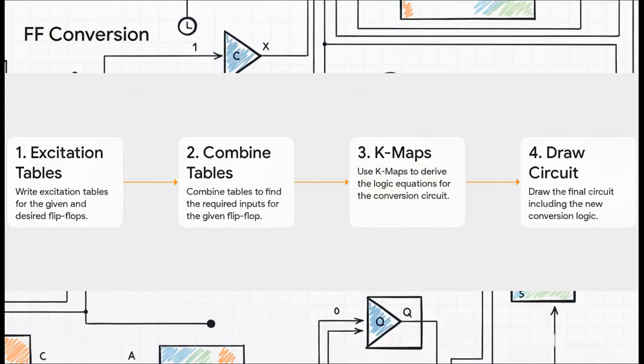You can actually convert one type into another just by adding a few simple logic gates. And there's a very systematic step-by-step process for this. First, you look at the excitation tables, which is just a fancy way of saying you define what you have and what you want. Then you figure out the logic needed to make your existing flip-flop act like the one you want. We use a tool called a K-map to simplify that logic. For example, to make an SR flip-flop behave like a JK, the logic you need is S equals JQ' and R equals KQ. You build that little adapter circuit, connect it, and voila! You've just converted one Lego block into another.